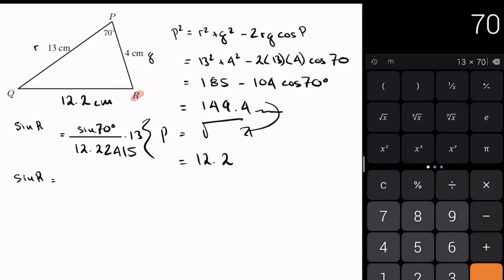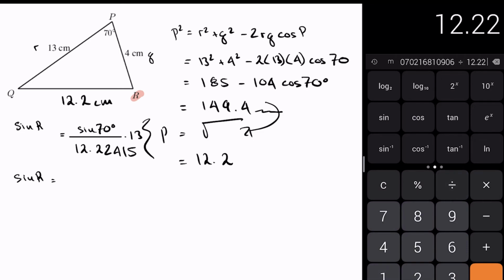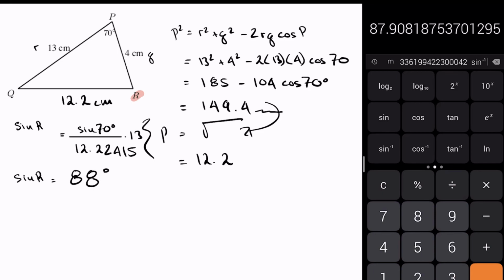13 times 70 sine divided by 12.22415. Basically we're going to get almost 90. That's why I couldn't round it off there. So this will be 88 degrees. When you do the inverse, I've done it all in one step here, R is going to be 88 degrees.